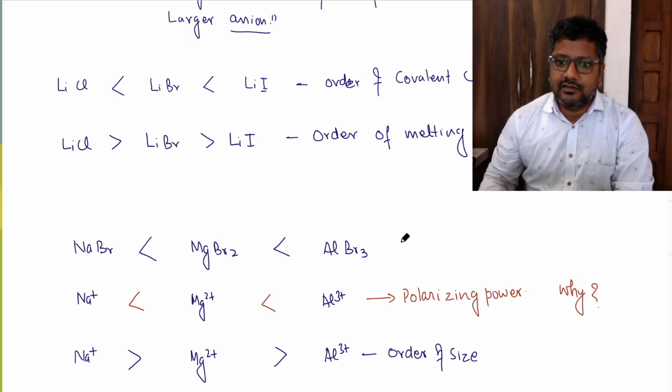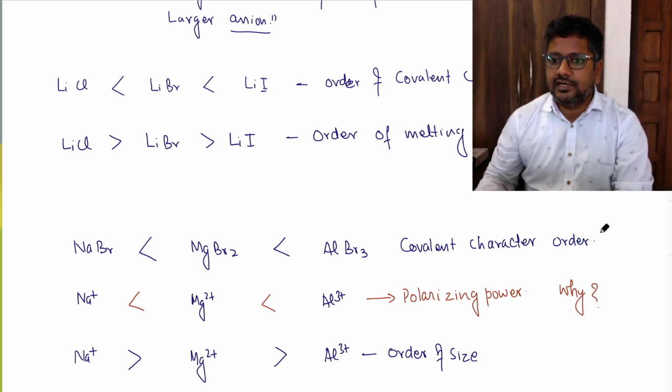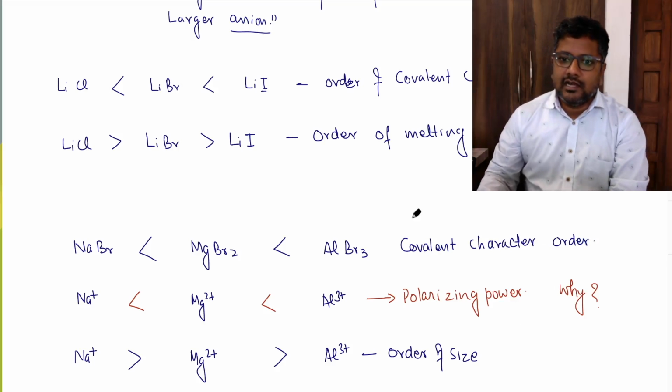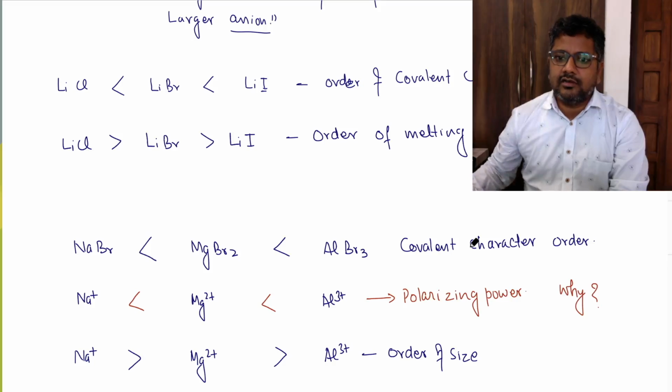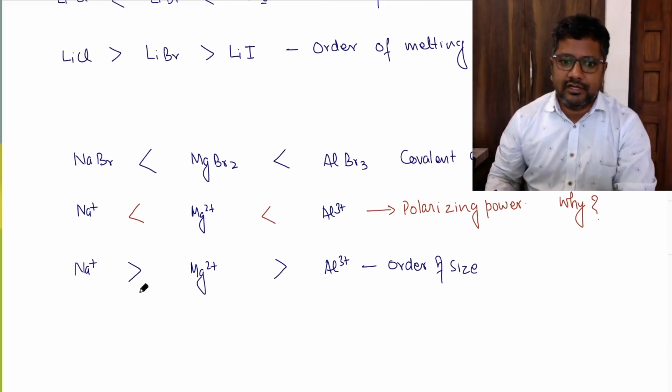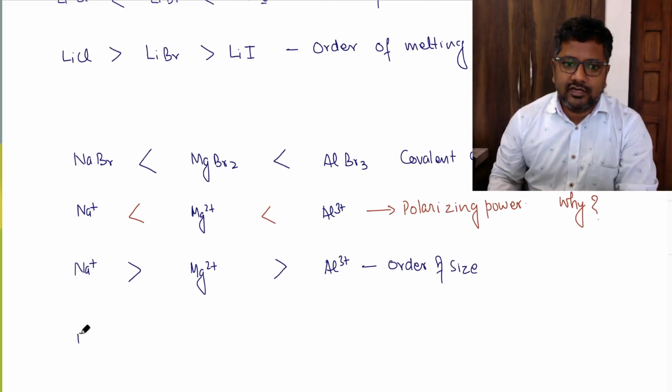So this is the covalent character order, right? Covalent character order. And now if you have the covalent character order, you can arrange them in melting point also. So what is the melting point order?